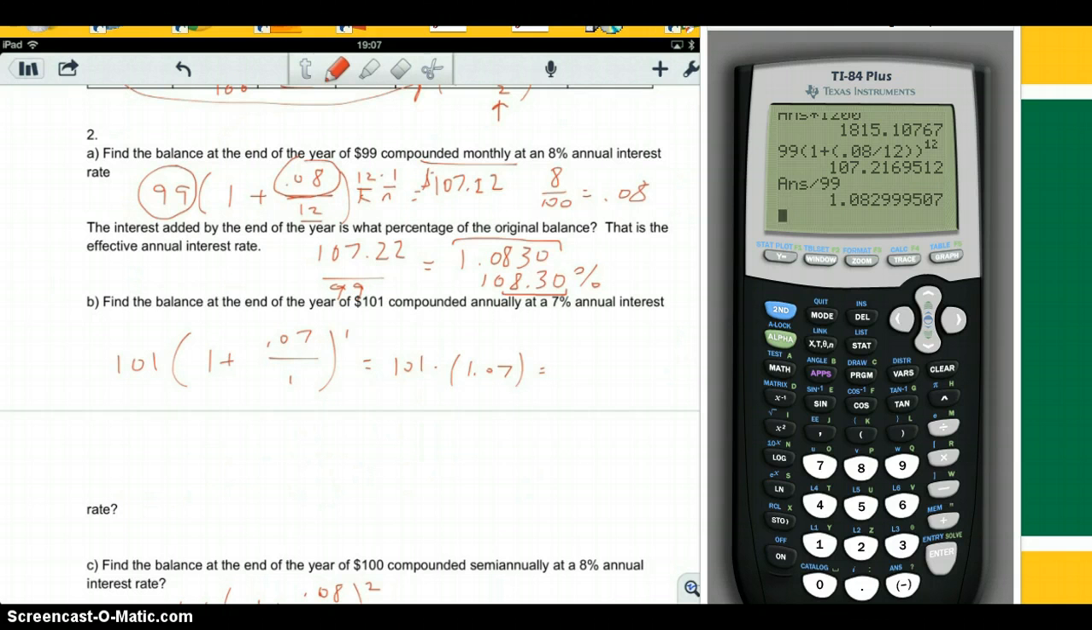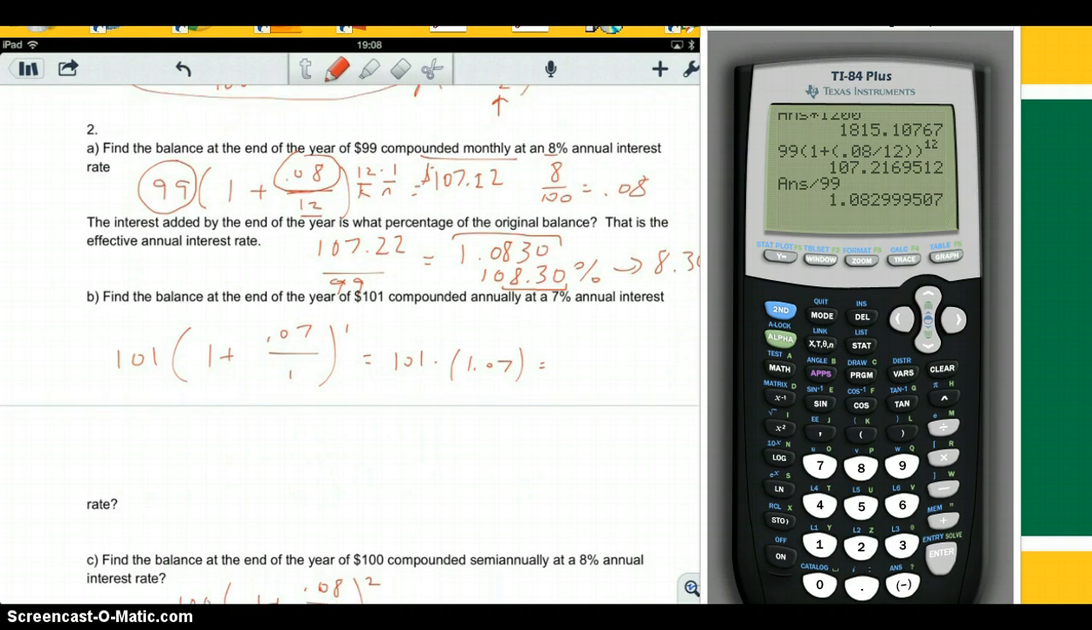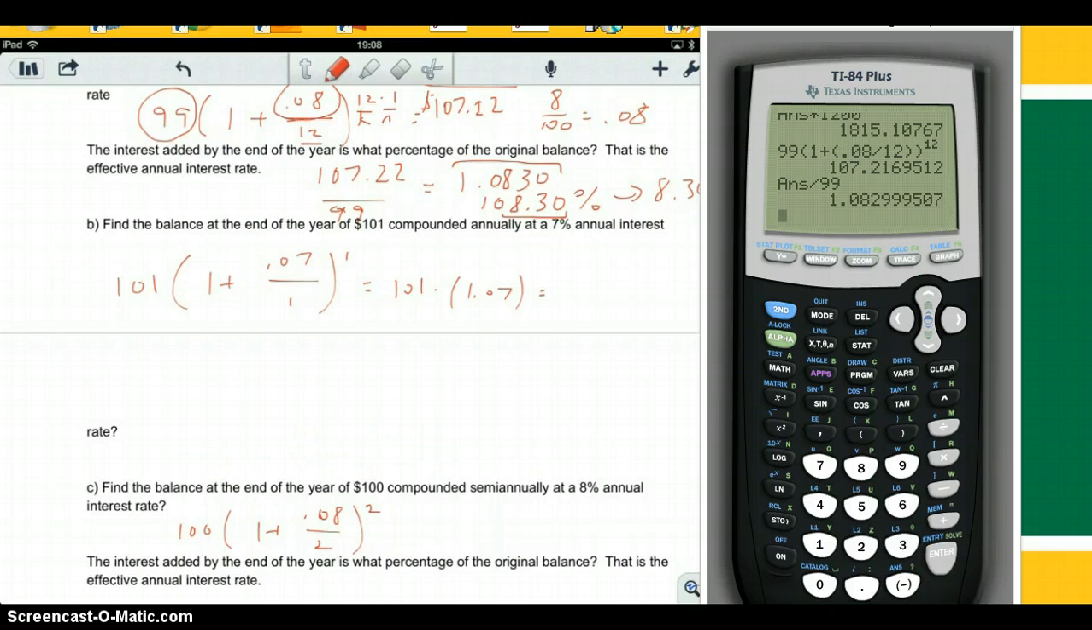So the effective amount of interest is 8.380%, which is greater than the nominal interest rate of 8%. Right? That makes sense. Whenever you compound more often, that means that you're going to raise the amount of interest a little bit. Now find the balance at the end of the year of $101 compounded annually at 7% annual interest.